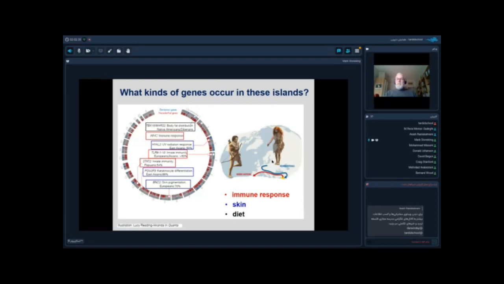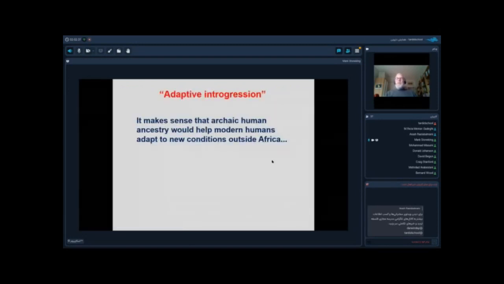So maybe by this adaptive introgression, we picked up selective variants that were already proven to be good in this novel environment. So who knows, maybe without this adaptive introgression, our ancestors would not have been able to survive outside of Africa. It's interesting to think about. So these all sort of make sense, that these would help modern humans adapt to the new conditions outside Africa, that these would be selected for.